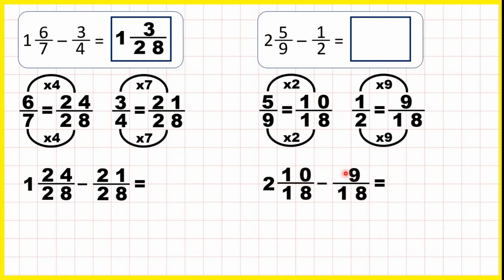Now we always subtract the fractions first, so 10 18ths minus 9 18ths is 1 18th, and 2 minus nothing is 2, so our answer is 2 and 1 18th.